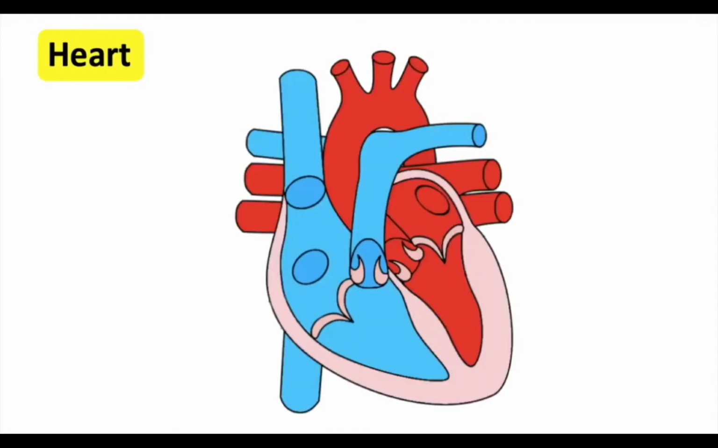Upper chambers are called atria and the lower chambers are called ventricles. So here, right atrium, left atrium, right ventricle, left ventricle. The heart also has 4 valves. These are like little doors which only open one way. This ensures that the blood is flowing in the right direction and doesn't flow backwards.